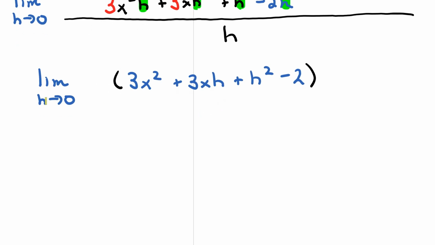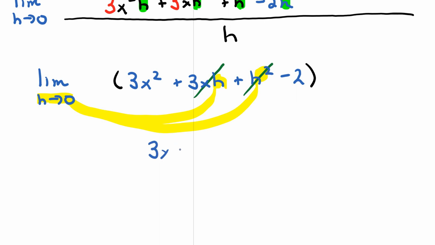And now we finally have a substitution step here. So that goes into there and that goes into there. And when we substitute 0 there, this term and this term will go away. And now we're left with just 3x squared minus 2 as our final answer for that derivative.